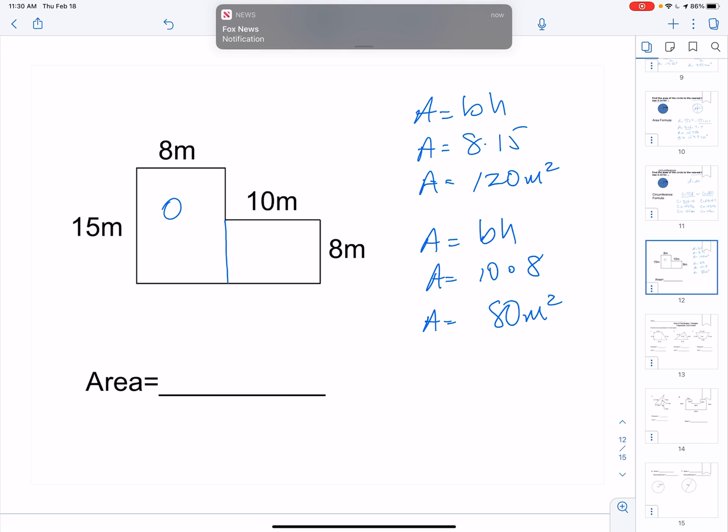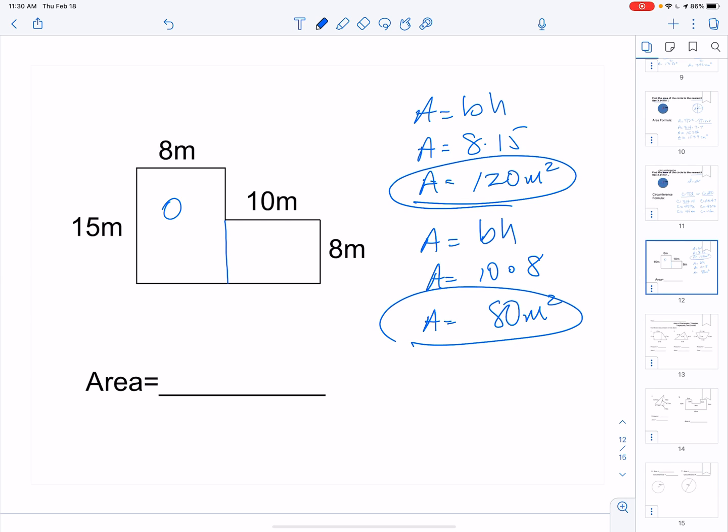So to find the total area of this, then, we take the first area and the second area, and we add them together. So that tells me the area of this whole shape is 200 meters squared. Okay. Now, what if I also asked you to find perimeter of this shape? Do I have enough information to be able to find the perimeter of this shape?